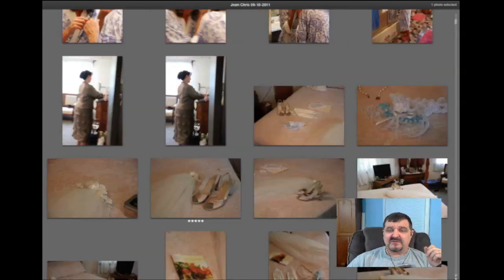Again, this is all giving you just an idea of what to take pictures of. Of any event, take pictures of the pre-event.